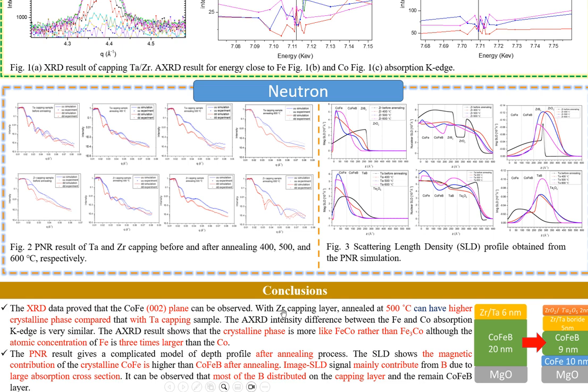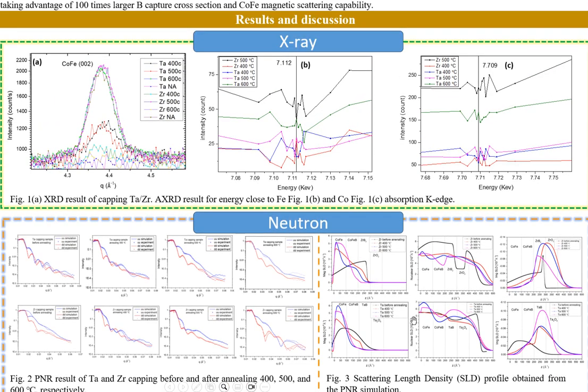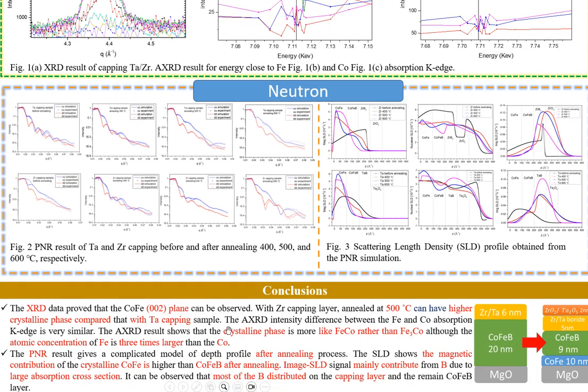In our conclusion, we find that the XRD provides data showing that the cobalt-iron BCC phase can be observed. And from the zirconium capping case, annealing at 500 degrees C may give a higher crystalline phase compared to the tantalum capping one, which means the zirconium may be better at absorbing boron. And from the anomalous result, we can see the difference in the cobalt and iron absorption itself. The ratio is almost close to 1:1 rather than iron 3 and cobalt 1, which means the atomic concentration of this film after annealing may be 1:1.